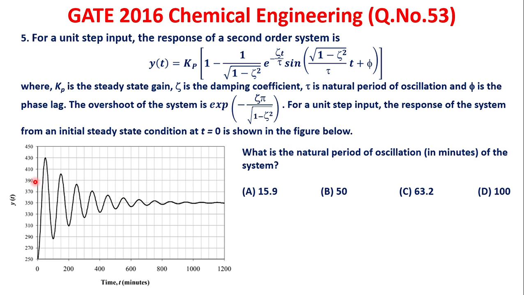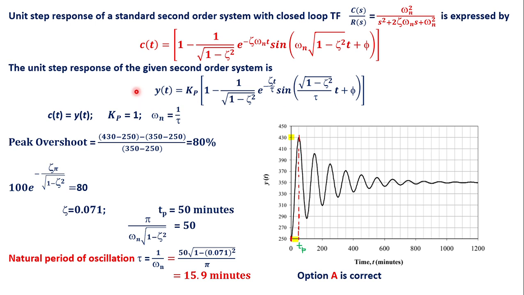So we can see this is the underdamped second order system response. Instead of 0 to 1, they have given 250 to 450. I mean, instead of 0 to 2, they have given 250 to 450. So instead of settling down at 1, it is settling down at 350. That is y of t, and time is given in minutes. What is the natural period of oscillation in minutes of the system, they have asked. So we can say this is the transfer function given, and we know that for the closed loop transfer function like this, we know c of t equal to like this.